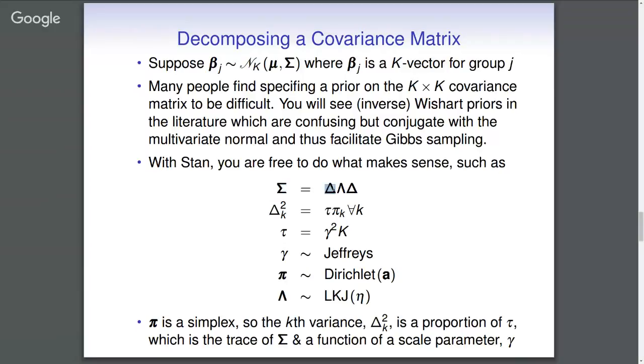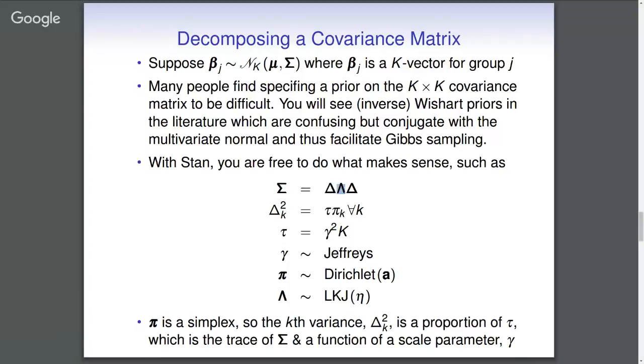And we can say, okay, what's your prior on the diagonal elements of delta? What's your prior on the correlation matrix lambda? The thing about a covariance matrix that makes it difficult to understand, and difficult to do with MCMC, is that covariance combines correlation and variance in the same number.